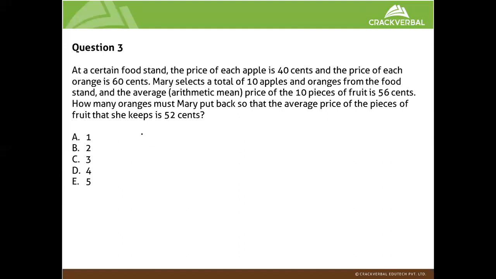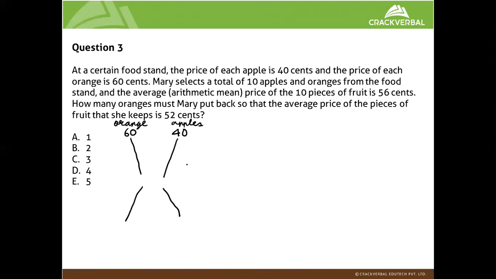Perfect. Now, at a certain food stand, the price of each apple is 40 cents and the price of each orange is 60 cents. Mary selects a total of 10 apples and oranges from the food stand, and the average price of the 10 pieces of fruit is 56 cents. So clearly here, I have prices which are associated with the word per being mixed. So each orange costs 60 cents. Remember, it's 60 cents per orange. So this is the orange. These are the apples, which cost 40 cents.